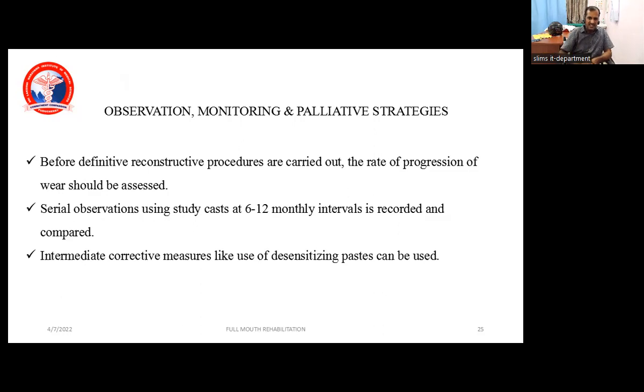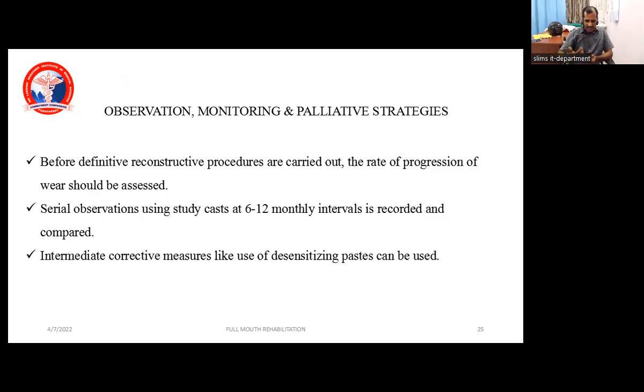By this observation, you can come to a clear conclusion about how serious this occlusal wear is, how fast it is, and how far it is progressing before going into any replacement or rehabilitative procedure. And that is very, very important when you treat a patient with a chronic illness.